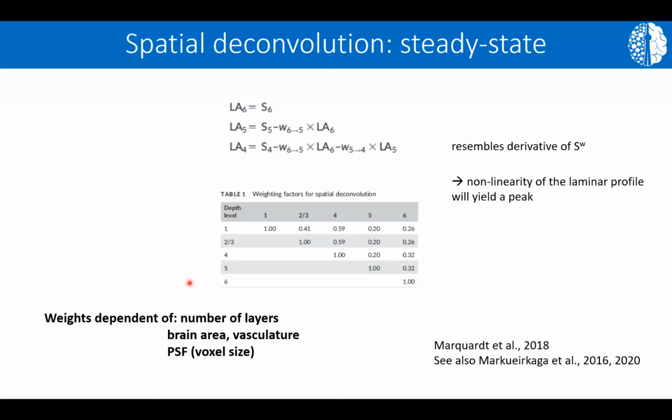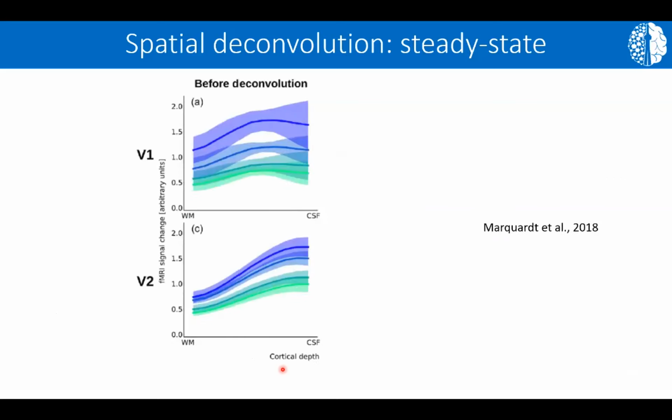Now, I had some discussion on Monday. These weights are obviously not objective numbers because we don't know the true numbers. So they depend on the number of layers, but also they might depend on the brain area, because we know, for example, V1 is differently vascularized than other brain areas. So the vasculature is very different. So these weights cannot be the same. And then obviously it will depend also on voxel size and other parameters. So therefore, as a good practice, I will comment on this. We have to do some sensitivity analysis.